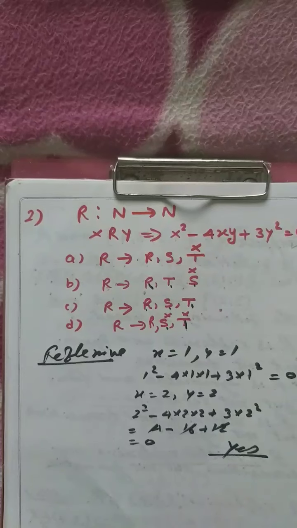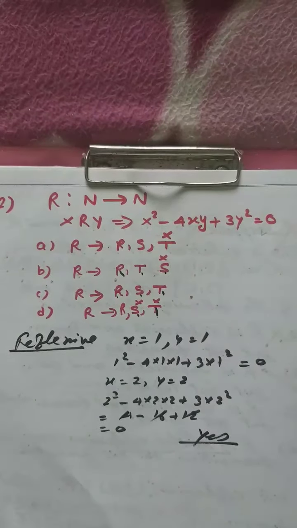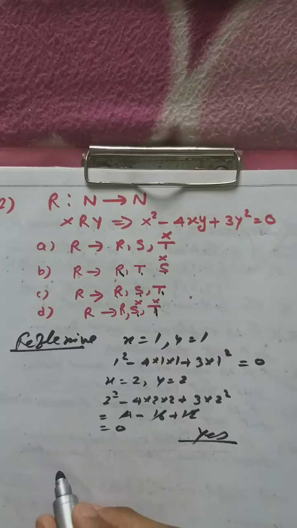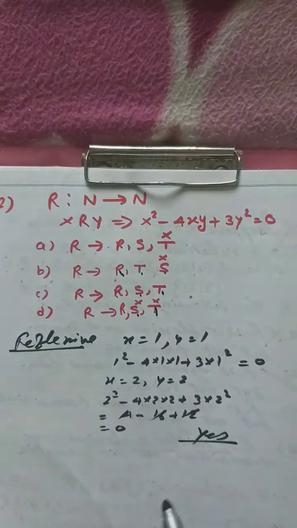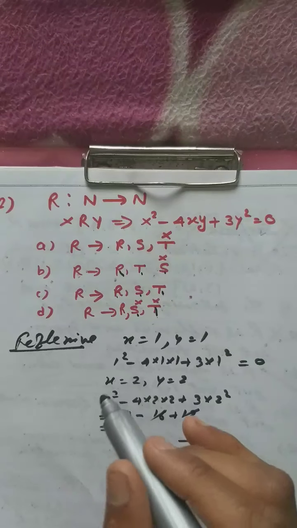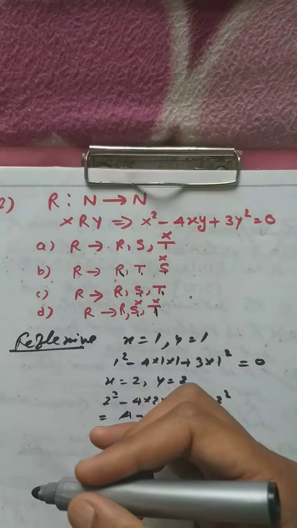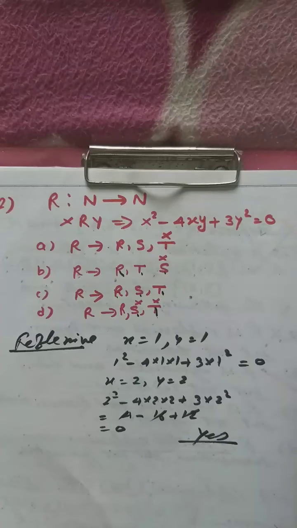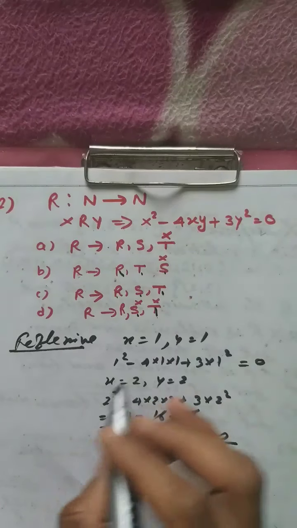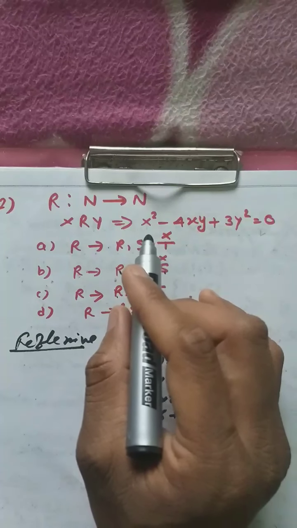Now check it for symmetric. We can check it for symmetric as follows: if (a, b) belongs to relation R, then (b, a) must also belong to R.